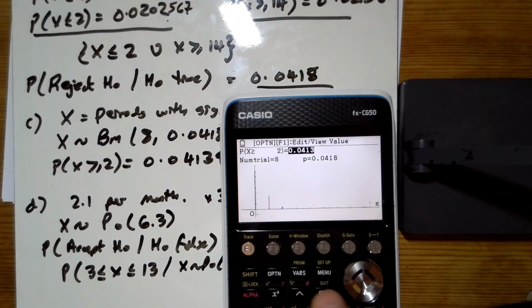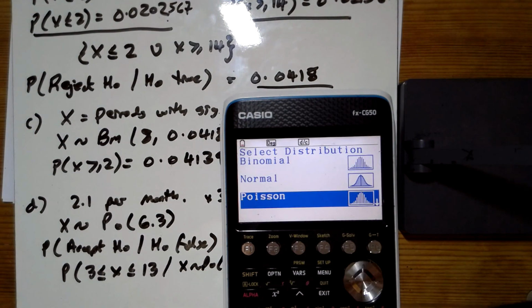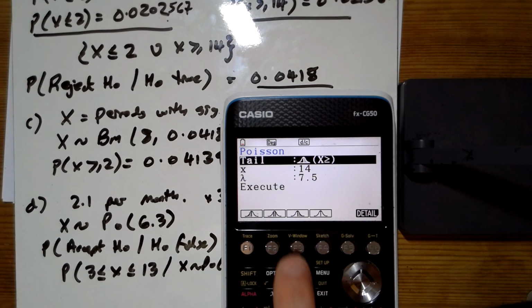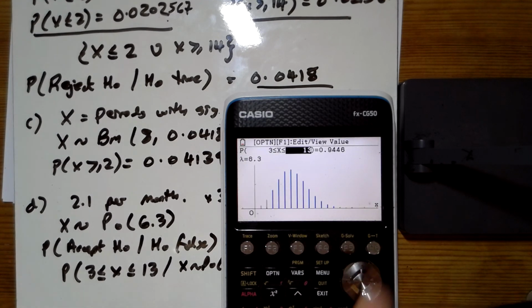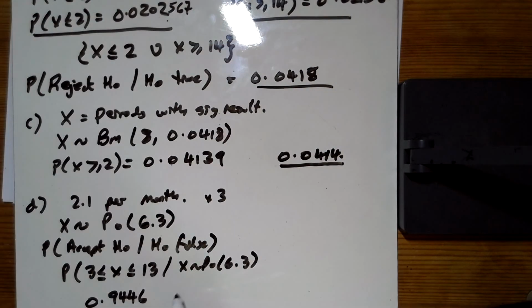So I think we can do that all in one go, can't we? So let's get into the right menu here. We're in the Poisson menu here. We want between two values. We want between 3 and 13 with a mean now of 6.3. And that gives us 0.9446, which is 0.945 is the probability of the type 2 error.